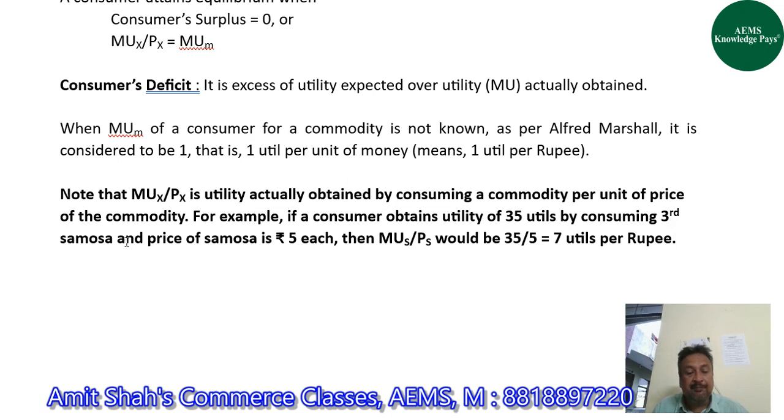A consumer consumed a third samosa, and for the third samosa, let's say he is paying rupees 5, means price of each samosa is rupees 5, and the third samosa gave him utility of 35 utiles. It means each rupee of the price, each unit of the price has given him satisfaction of 7 utiles. Yes or no?